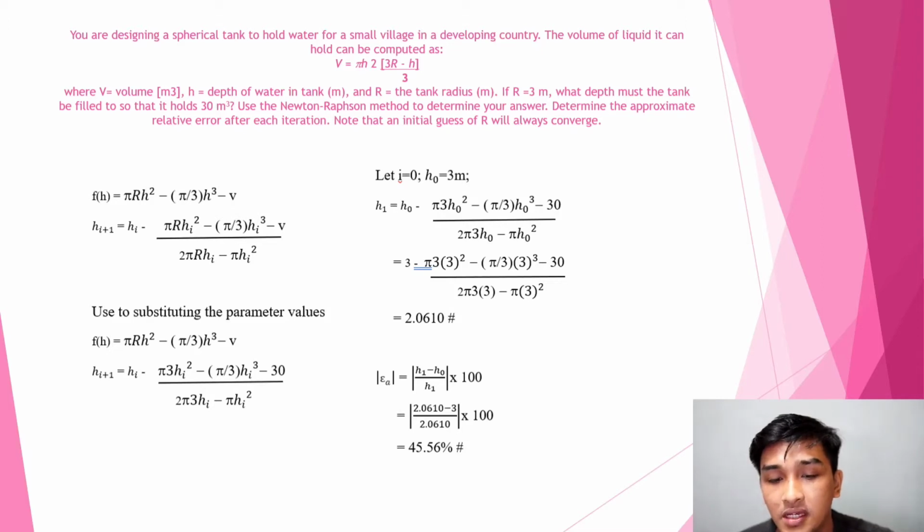Based on the question that needs us to design the spherical tank to hold water for the small village in the developing country. The volume of liquid can be computed as V equal to pi h squared, where V equals volume, h is depth of water in the tank, and r is tank radius.